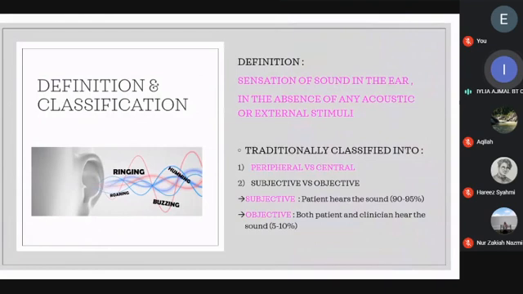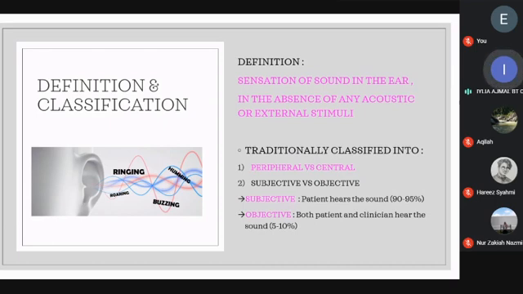So how do we define tinnitus? Tinnitus is a perception of sound in the ear in the absence of any acoustic or external stimuli. So there's no environmental sound which stimulates the brain for the brain to perceive sound. However, patients still say that, oh, I can hear this thing ringing. Okay, so that's what it means. So the patient feels that there's sound in the ear, but the sound that they're hearing is not from the external environment. So there's no stimuli.